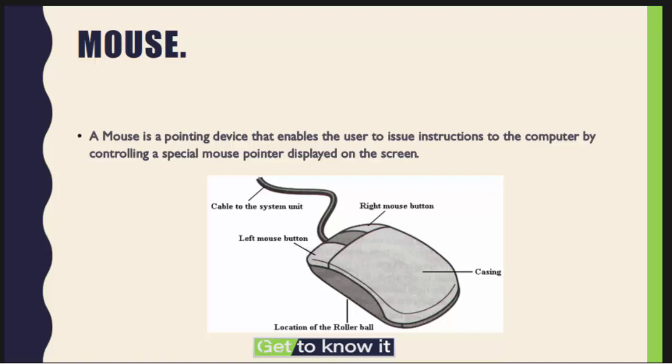When using the mouse, observe the following rules. One, place the mouse on a flat, smooth surface. Gently hold the mouse with your right hand, or if you use your left hand, using the thumb and the two rightmost fingers. The index finger should rest on the left button, while the middle finger rests on the right button.